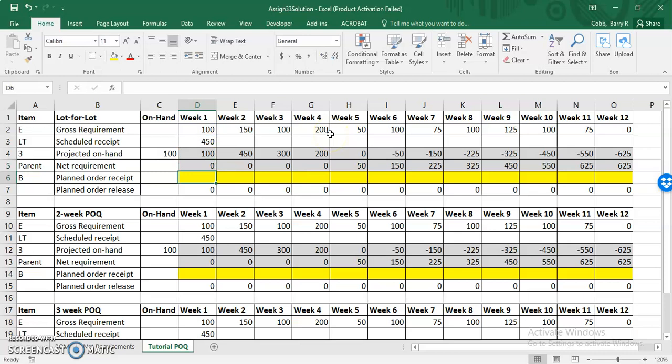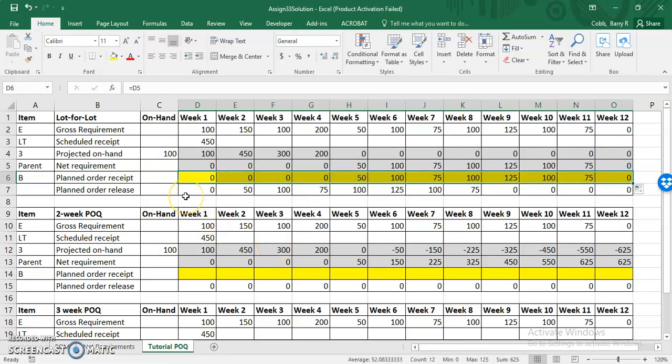So previously we've considered a lot-for-lot sizing rule. What that means is that the planned order receipts are simply equal to the net requirements for each item. And so we would just enter the planned order receipt and copy that over.